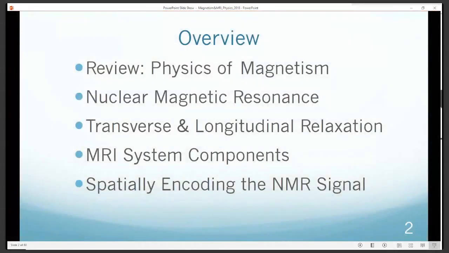So today I'm going to review the basic physics of magnetism and then talk about the phenomenon of nuclear magnetic resonance. I'm going to discuss transverse and longitudinal relaxation, the T1 and T2 relaxation times. And then I'm going to briefly show and describe some of the MRI system's components and explain how they're used to spatially encode the NMR signal.